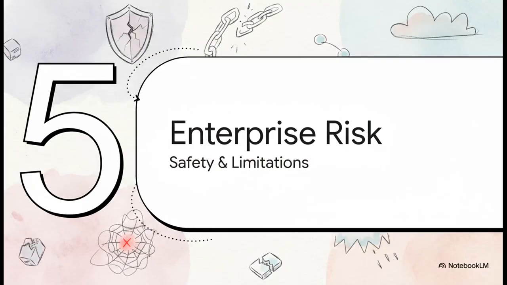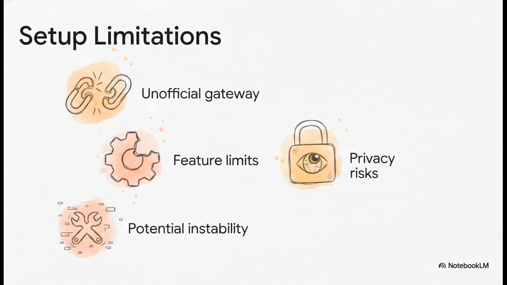Finally, let's wrap up with Section 5. Enterprise risk and limitations. You really need to be highly aware of these 4 critical limitations before going all in. First, remember, this is an unofficial third-party gateway. It could totally break at any time if Anthropic patches or updates the app. Second, running in developer mode means that not all standard features are going to be available to you.